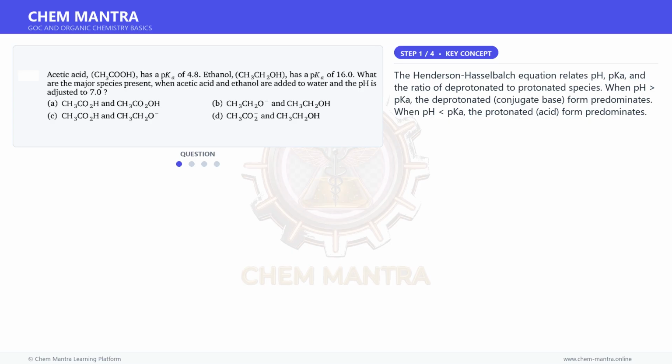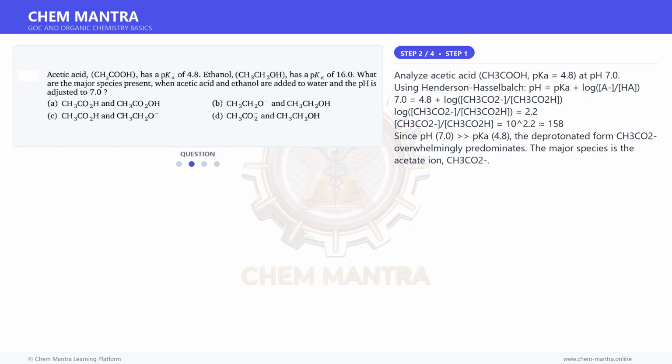The Henderson-Hasselbalch equation relates pH, pKa, and the ratio of deprotonated to protonated species. When pH > pKa, the deprotonated, conjugate base form predominates. When pH < pKa, the protonated, acid form predominates.